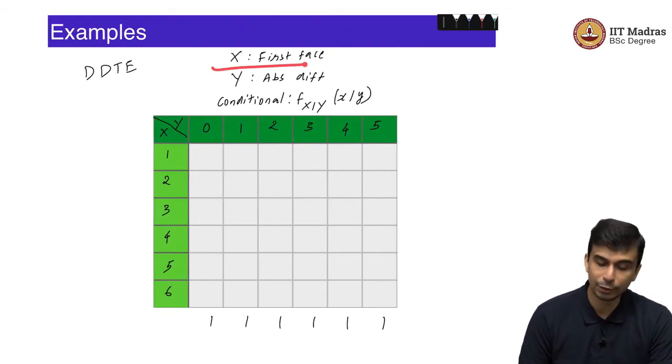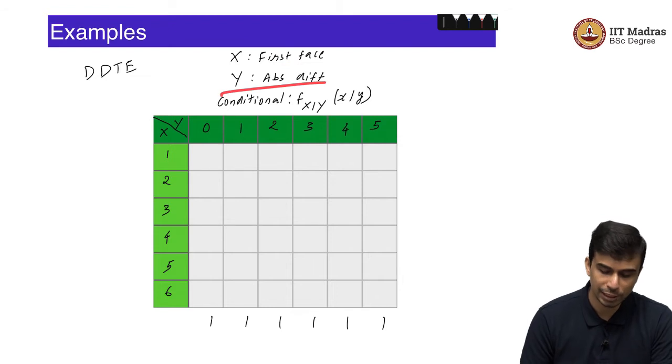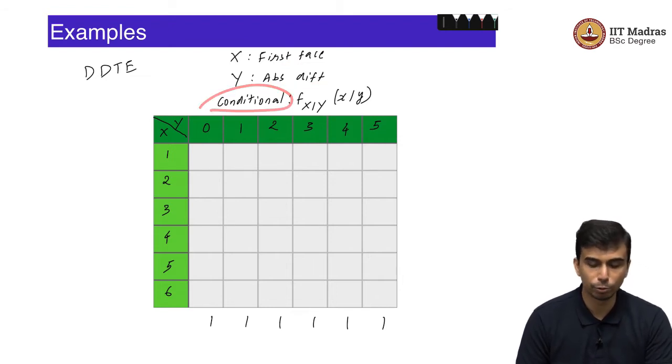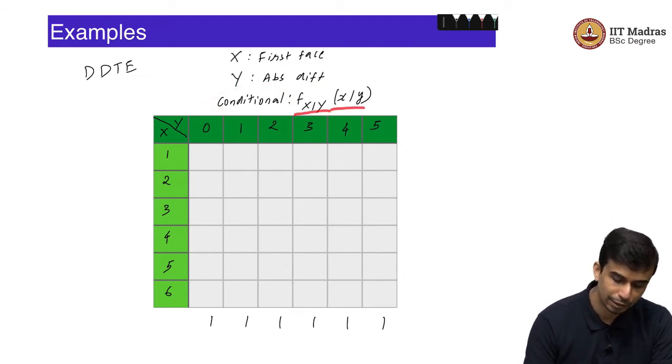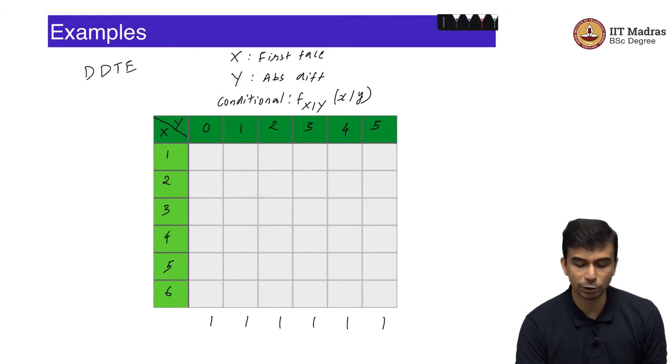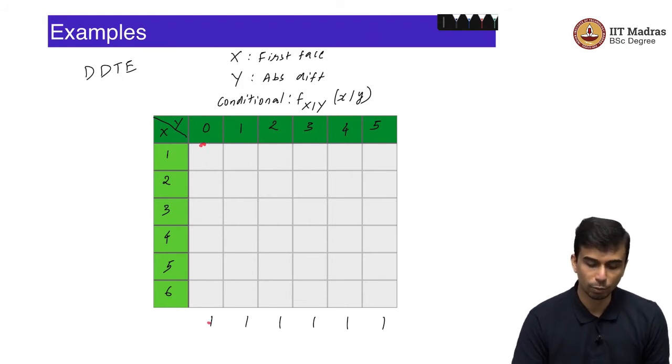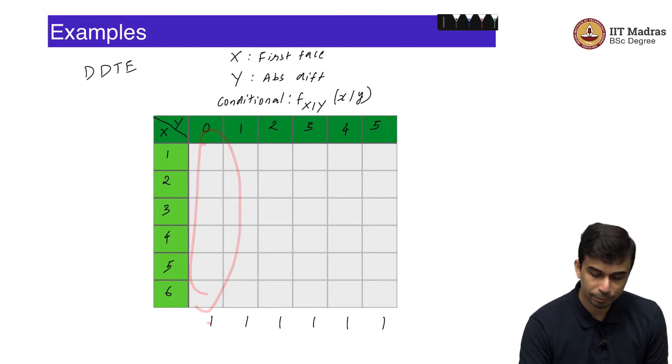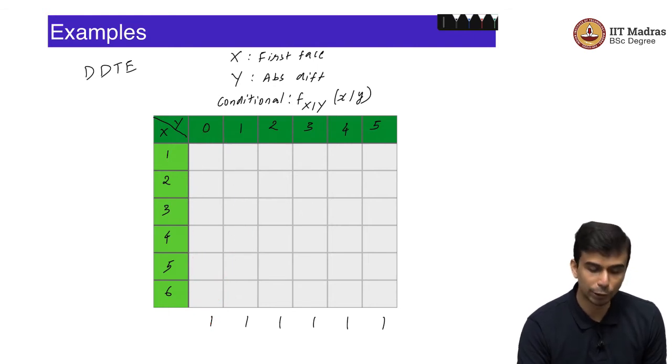Now we will try to get the conditional distributions. So, the conditional distributions, let us do f x given y. Let us have the same example, x being the first phase, y being the absolute difference. We are now interested in finding the conditional distribution f x given y of x given y. What does this mean? This means the probability of x equal to x given y equal to y.